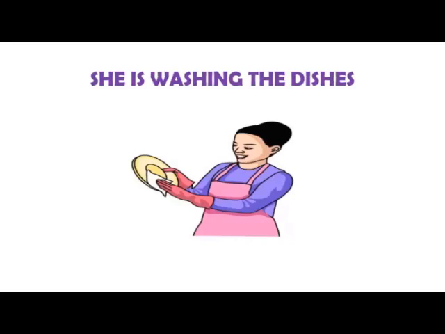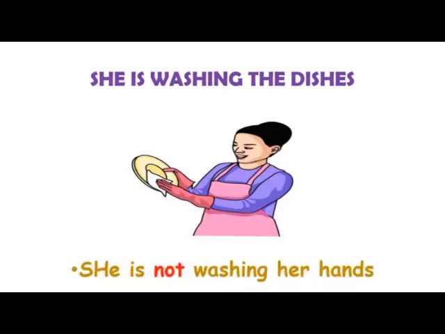What is she doing? ¿Qué está haciendo ella? She is washing the dishes. Right? ¿Y qué no estará haciendo? Many things, right? Many activities. For example, she is not washing her hands. Right? Ella no está lavando sus manos. Ella está lavando los platos. Very good. Repeat after me, please. She's washing the dishes. She's not washing her hands. Excellent. Very good. Next picture.